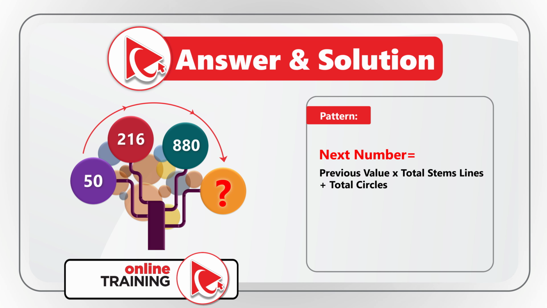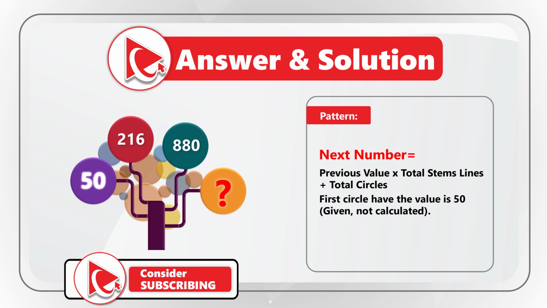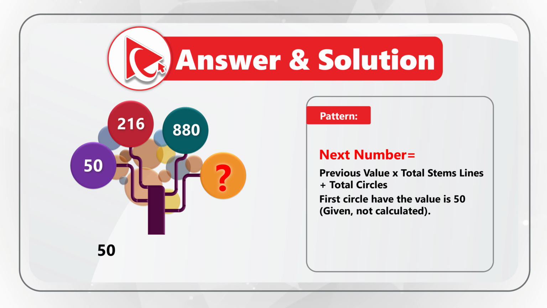Let's look at the example. The first number is 50 in the purple circle, and it's given, not calculated. The second number, though, is calculated: previous number 50 multiplied by 4 plus 16, and the result of this is 216. The third number is calculated as 216 multiplied by 4 plus 16 and equals 880.